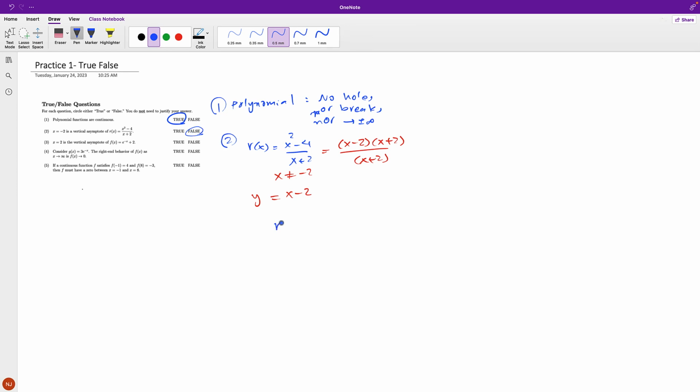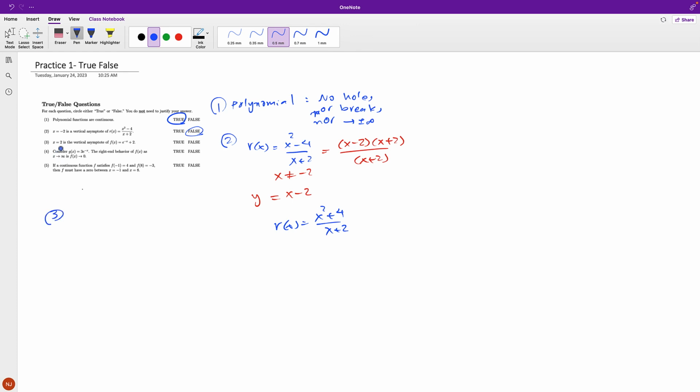Please remember, if, for example, this was x squared plus 4 over x plus 2, this would be a vertical asymptote, because x squared plus 4 cannot be factored into two real linear factors. These roots are complex. So that's that. Now let's do number 3.